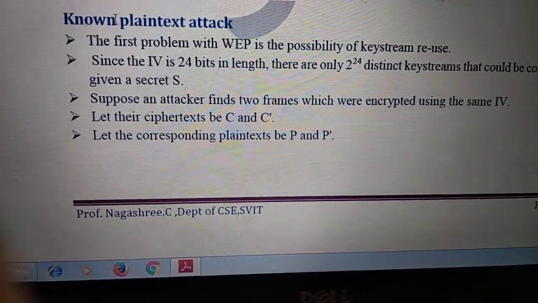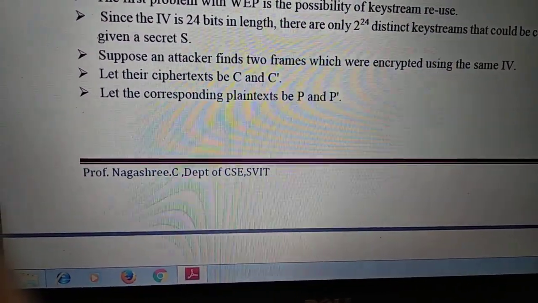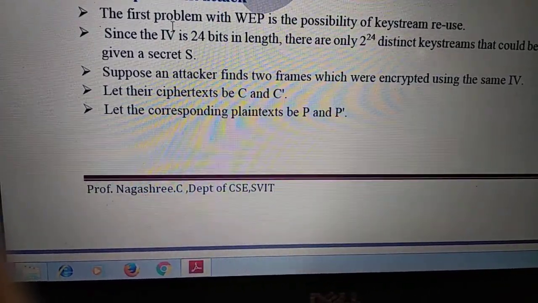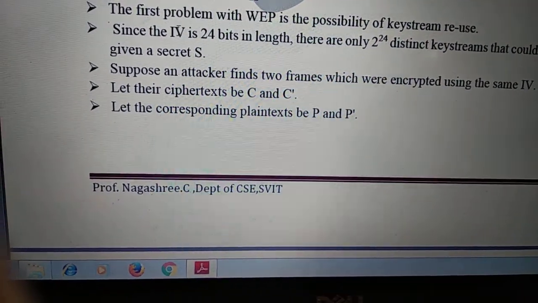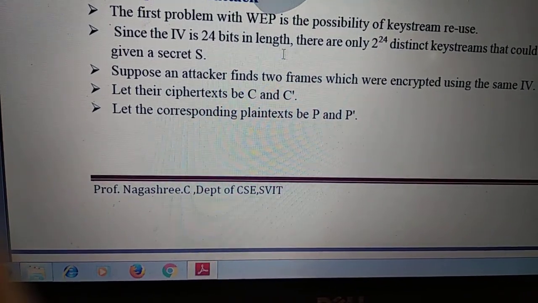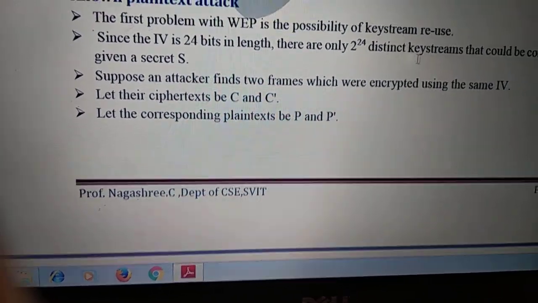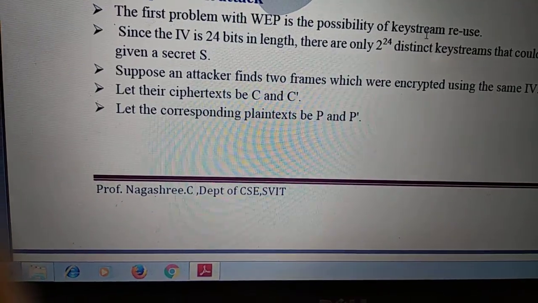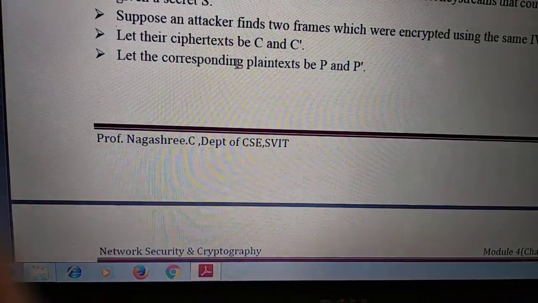That is the known plain text attack. What is a known plain text attack? Everyone is familiar: the plain text can be easily identified by the attacker, or he knows it. How does he know? See here, for the initialization vector we are going to use, the possibility is 2 power 24 distinct key streams, so one by one he can easily check. And the same key stream we are going to reuse. That is one more drawback.